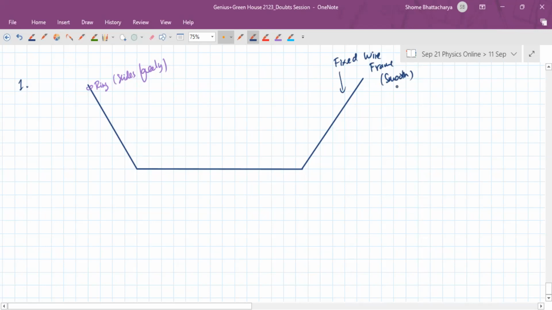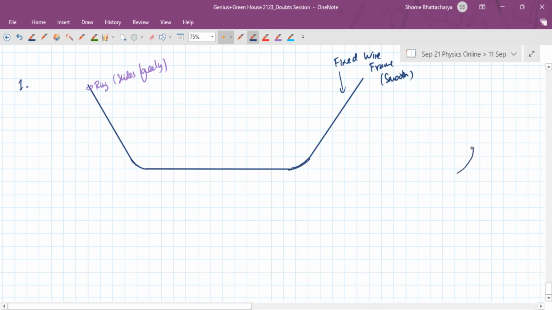A bead released from one end of this frictionless rigid wire frame fixed in a vertical plane slides periodically on the frame. The size of the bead is negligible as compared to the radius of curvature of the turns. This is significant: when we study circular motion in more detail after kinematics, we'll understand the significance of this statement. They are not sharp corners, they are curved.